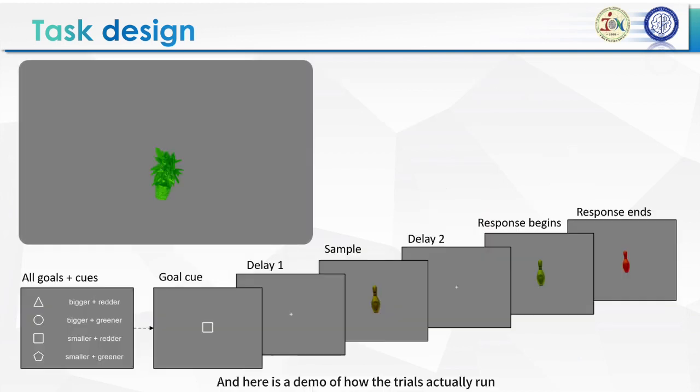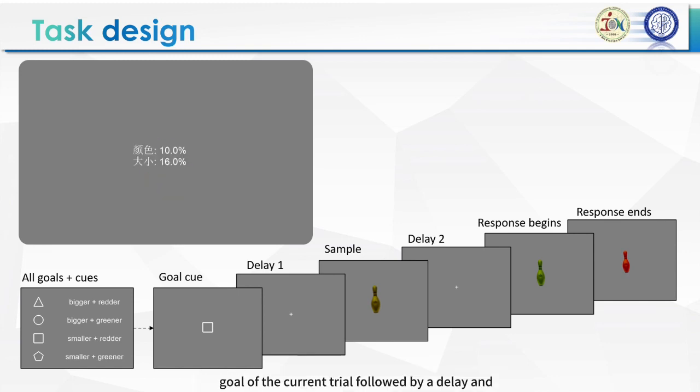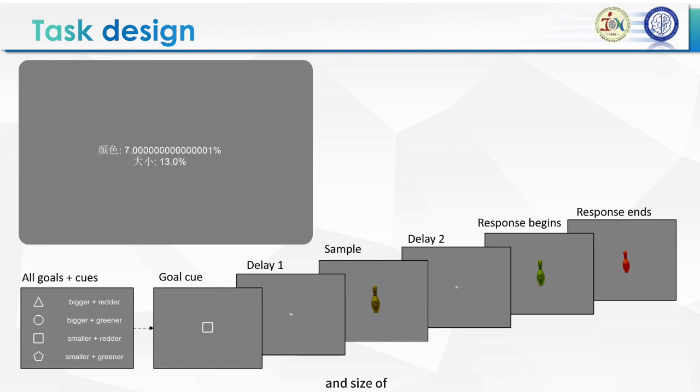And here's a demo of how the trials actually run. At the beginning, the participants see a cue that represents the goal of the current trial, followed by a delay, and then they see a sample stimulus that they need to remember the color and size of, followed by another delay, and then the response period begins when they need to adjust the stimulus feature to match what they think is the right answer.